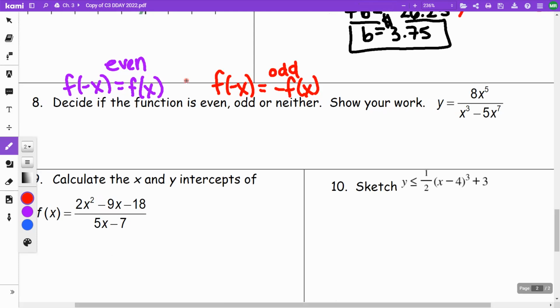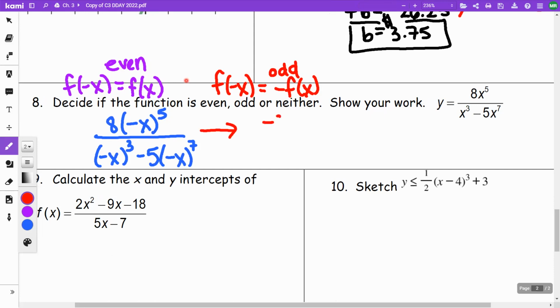Okay. So I'm going to have 8 times a -x to the 5th over -x to the 3rd minus 5 times -x to the 7th. And this is helpful to understand that if I take a negative and I raise it to an odd, I'm always going to get a negative. Okay. So this is going to become a -8x to the 5th. Again, if I take a negative and raise it to an odd power, I'm going to get a negative. So that's going to be a negative x to the third.